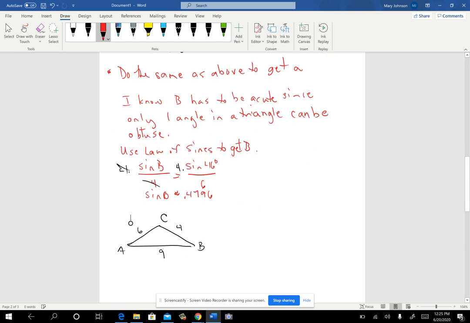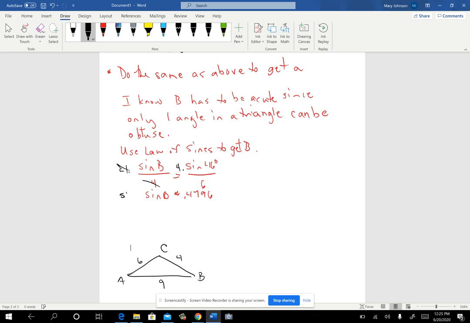Remember, that's not the answer. That's the value of the sine of the angle. So you have to do inverse sine of that. And this is where some of the issues come in, right? Because there's two potential angles you could have. The calculator only gives you the acute one. The calculator only gives you the 29 degrees, okay?